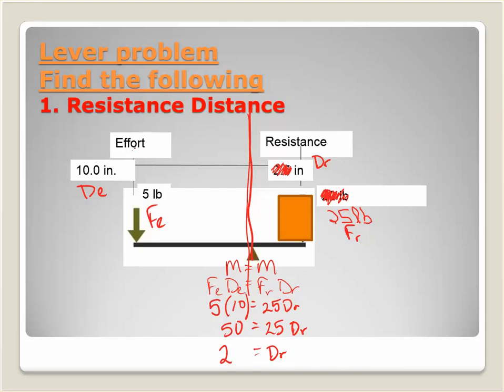Well, what was my effort? Effort was in inches. My resistance distance is going to be in inches as well. So this box, if it was 2 inches from the fulcrum, would allow this lever to stay balanced if we applied a force 10 inches away from the fulcrum that had a force of 5 pounds.